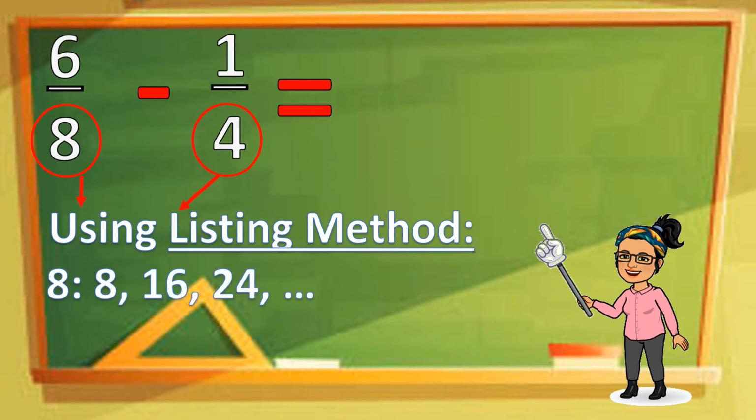So for 8, we have 8, 16, and 24. For 4, so multiples of 4, we have 4, 8, and so on. Again, we could stop at 8. Why? Because 8 is already in the list of multiples of 8. So our LCD, or least common denominator, is 8. Okay?